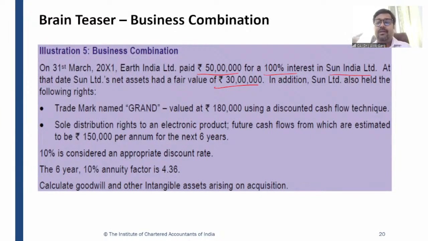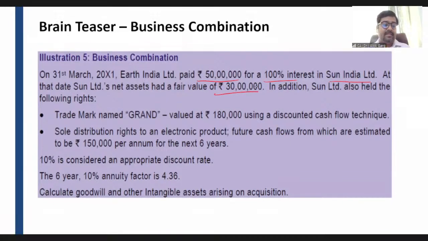So please tell me, for tangible assets, the fair value is 30 lakh rupees. Even the tangible assets have been fair valued. For example, 30 years back Sun India purchased a land, and the land is running under the cost model. They purchased this land at, let's say, 10 lakh rupees, and today the value is 10 crore rupees. So they have already considered the fair value of all the tangible assets, and the fair value comes out at 30 lakh rupees. But still, Earth India is paying 50 lakh, 20 lakh rupees over and above the fair value of the tangible assets, right?